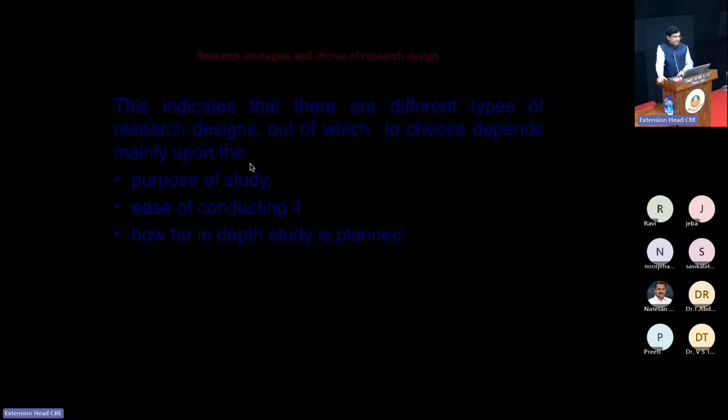Hypothesis. So the choice of research design depends upon your purpose, your ease of conducting, and how far in depth. There is no hard and fast rule about which research design has to be conducted. It depends on the purpose for which you are conducting. For example, if you are conducting research for tribal farmers, it is done a different way. If you are conducting research on a very urgent topic, a different research design. And ease: you don't have the time, you have to generate results within a few weeks. Then the research design differs. How far in depth?